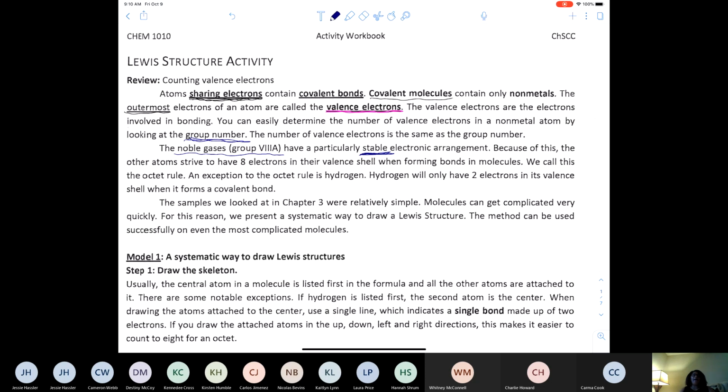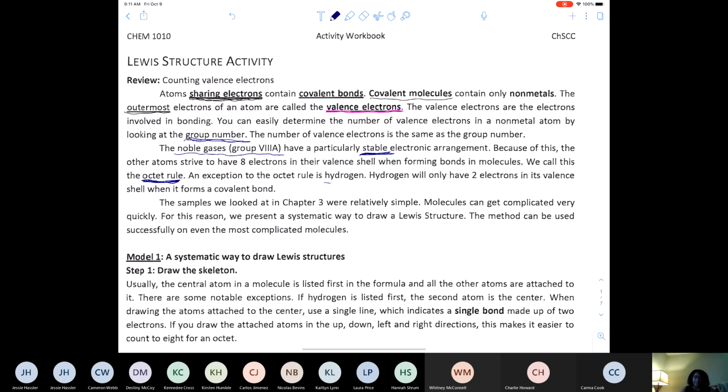Now, there are a few atoms that are an exception to this rule that we call the Octet Rule. The Octet Rule is that when nonmetal atoms share electrons and form a covalent bond, the sharing process is going to result in each of the 2 atoms that share electrons with each other having a final total valence electron count around them of 8.